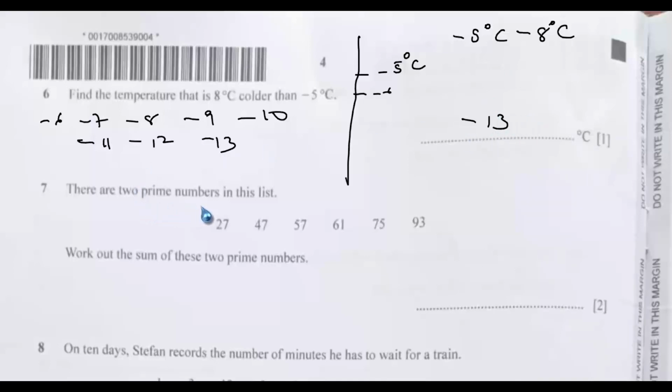There are two prime numbers in this list. Write out the sum of these two prime numbers. The first thing we need to do is to identify the prime numbers available here. The first prime number here is 47, and the second prime number is 61. So the sum of these two prime numbers will be 47 add 61. If you do this, you get 108.